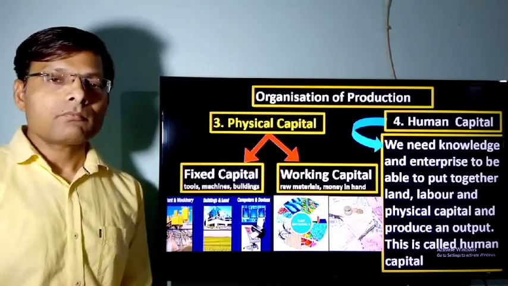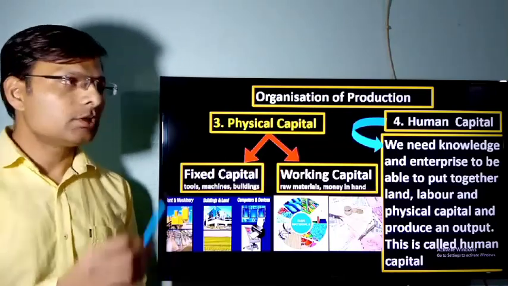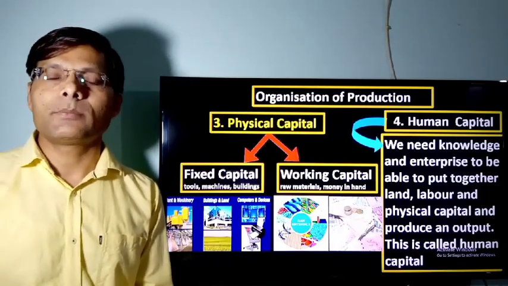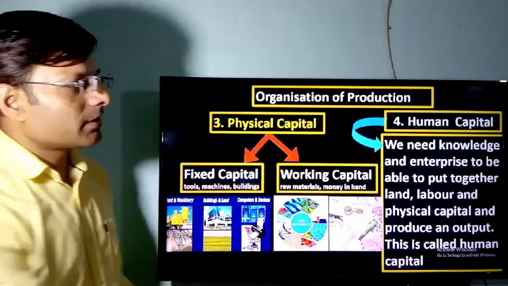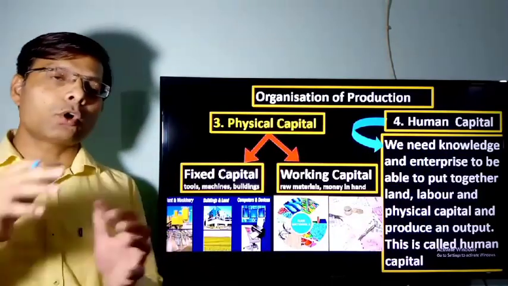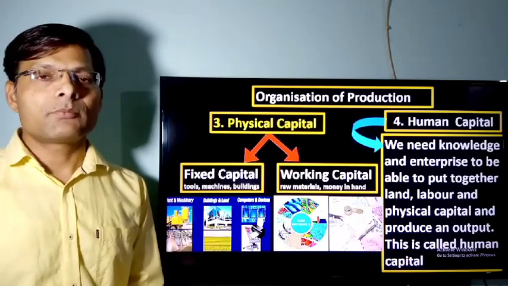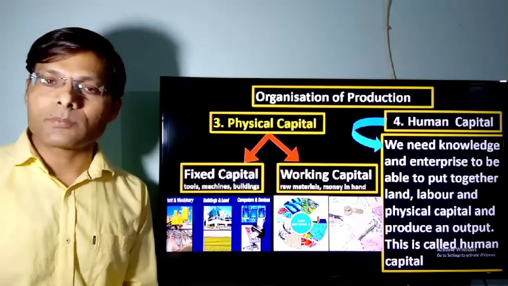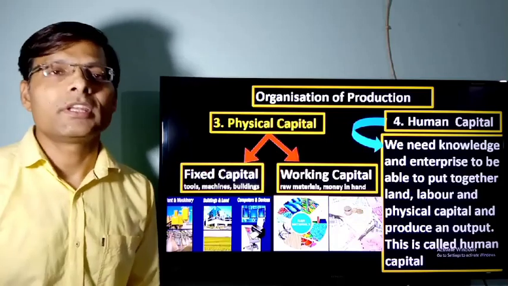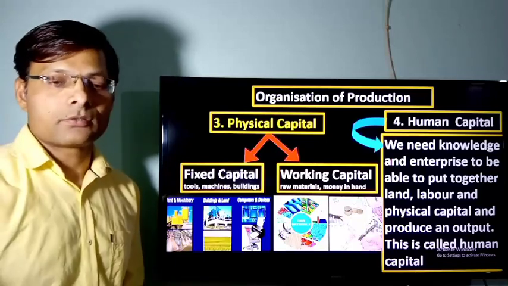Like the person who has the knowledge to use all these factors of production. Which factors of production? Those are land, labor and physical capital. The person has to use these three, to put all three into the process of production and finally produce something, or to run some business opportunity, to run some enterprise. This is what is known as human capital. So all these four factors are definitely required for the process of production.